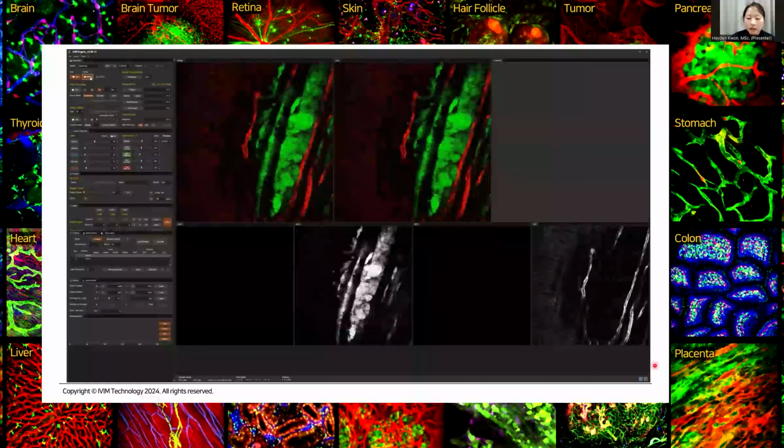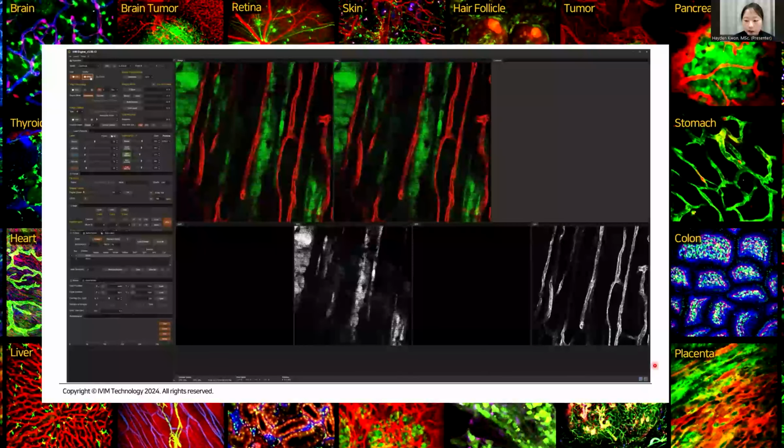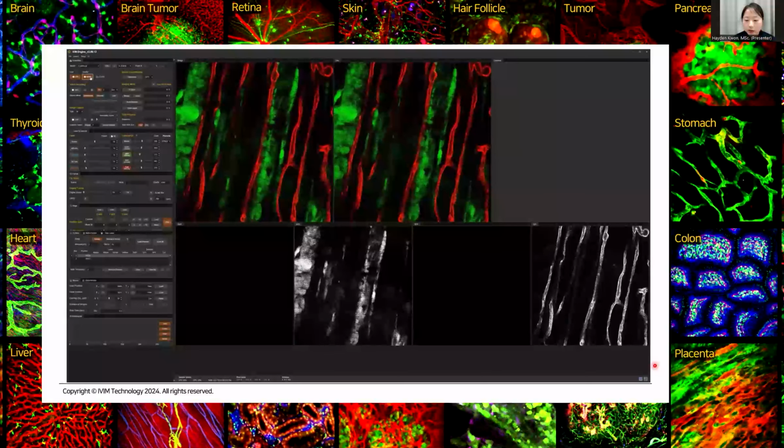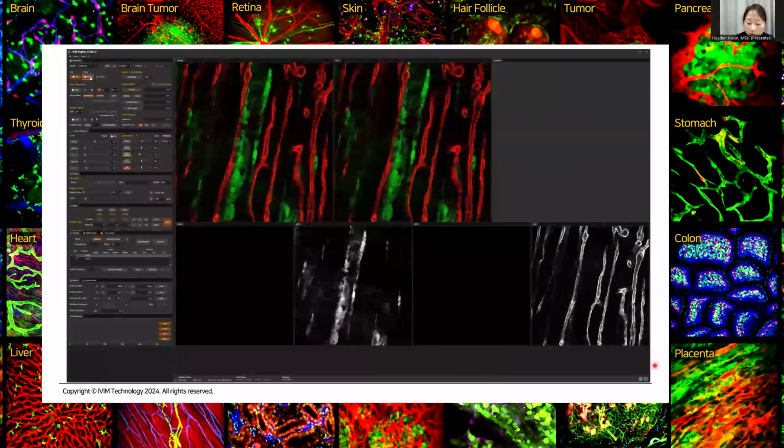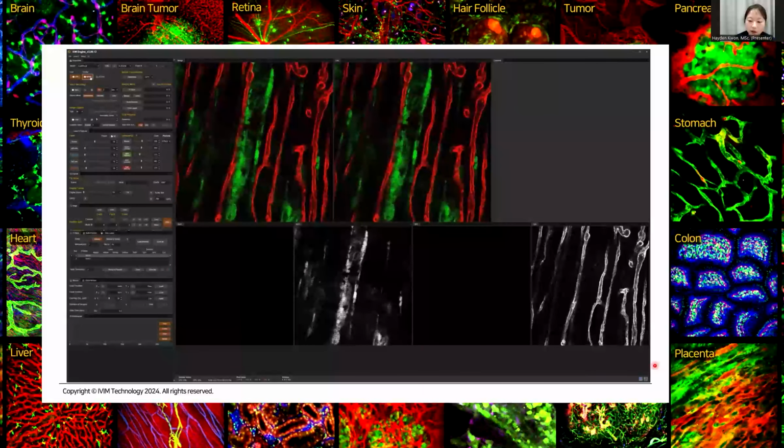As explained before, in this experiment the red signals represent blood vessels labeled with anti-CD31 antibody conjugated with fluorescent dyes from the Cy5 channel, and the green signals represent the melanoma cancer cell line.